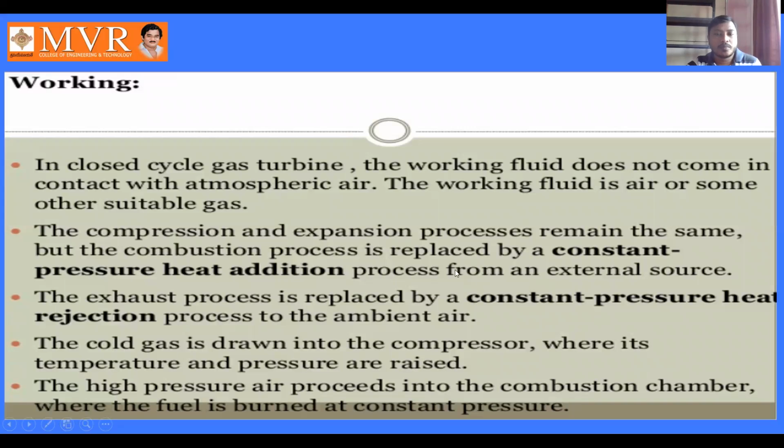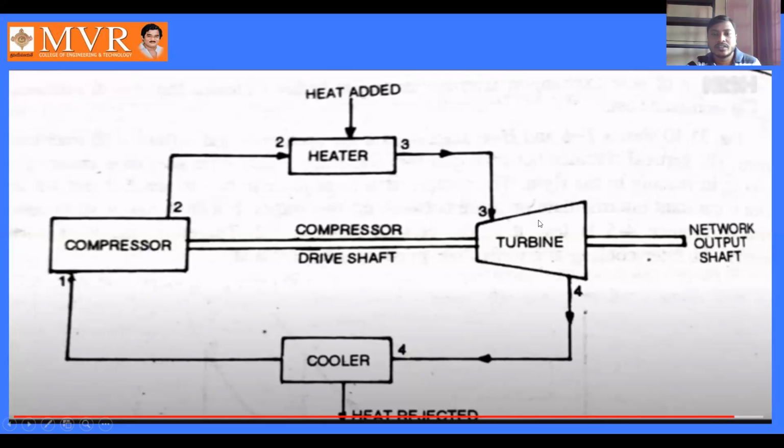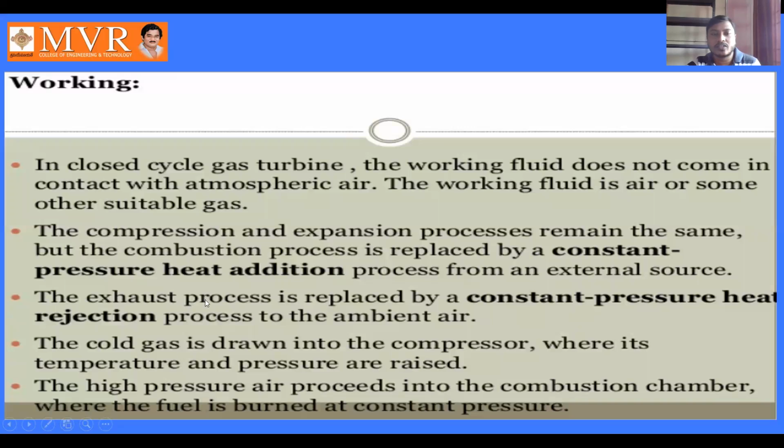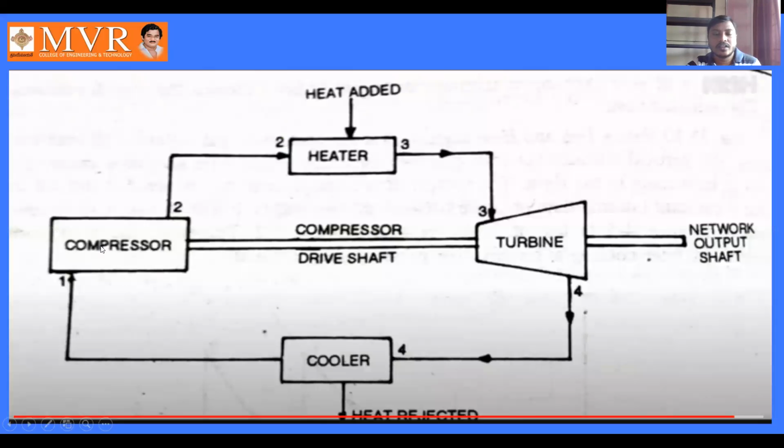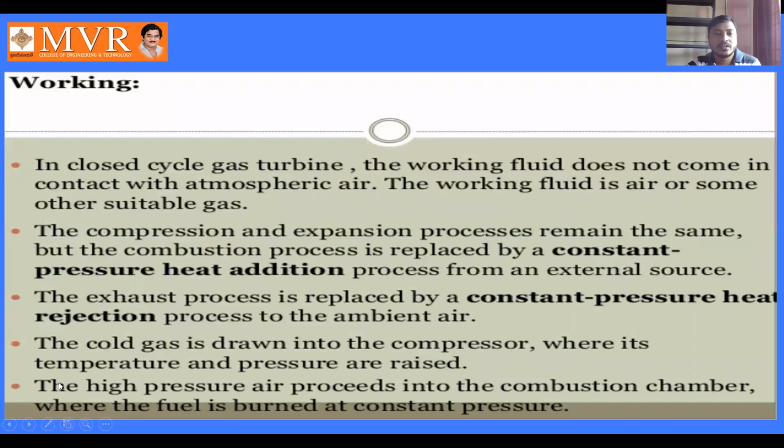From an external source, the exhaust process is replaced by a constant pressure heat rejection. The heat which is going to be rejected here, the exhaust process is replaced by a constant pressure heat rejection process at the ambient air, and the cold gas is drawn into the compressor, where its temperature and pressure are raised. The cold gas, after it has remained in the turbine, enters the cooler, where it cools and gives cool gas or air to the compressor. The cold gas is drawn into the compressor, where its temperature and pressure are raised.